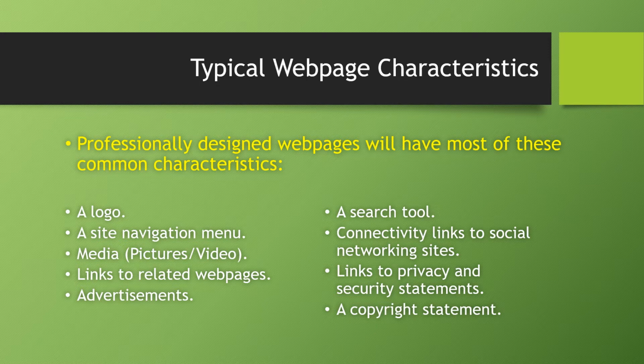They will usually have these items you see on your screen: a logo, a menu for site navigation, usually some type of media, pictures, or video, links to related web pages, often advertisements, particularly if the website is being sponsored by another company, a search tool within the website, connectivity links to social networking such as Facebook or Twitter, links to privacy and security statements often on the bottom of the website, and also a copyright statement.